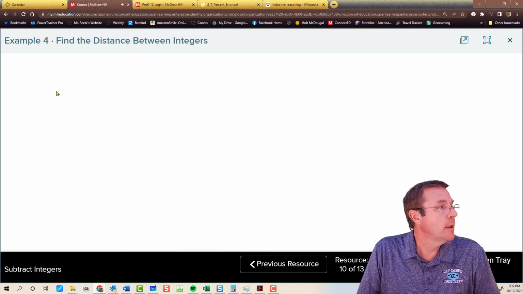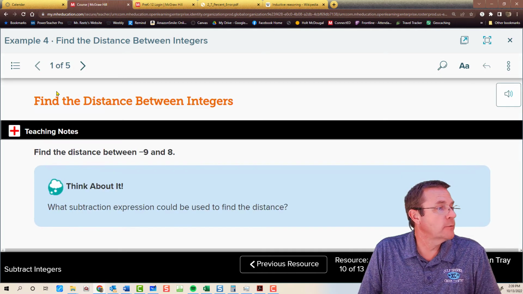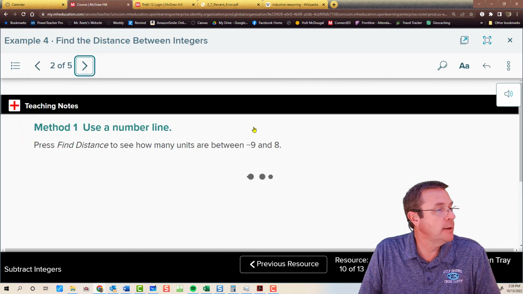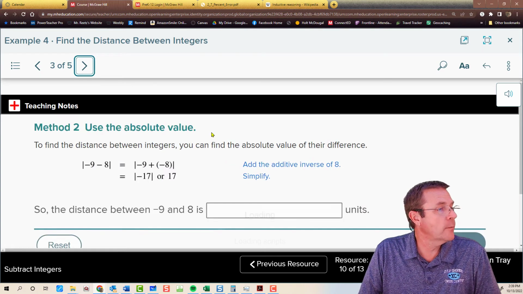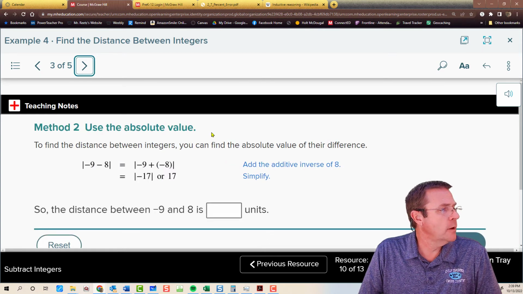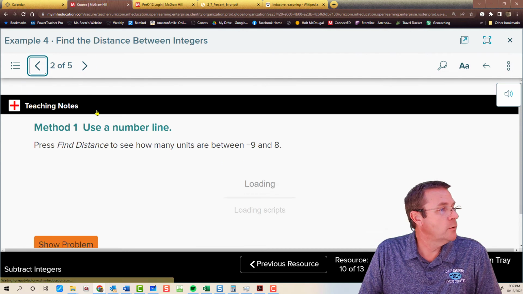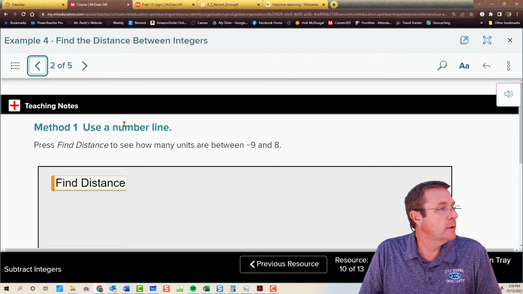Example number 4, find the distance between two integers, and the distance they want is going to be -9 and 8. Let's see here. We're going to skip over the number line because we just don't care about it. And what they have set up is, ooh, they just made it really ugly, didn't they? So we're just going to skip over that, and we'll go back to the original problem, the distance between -9 and 8.